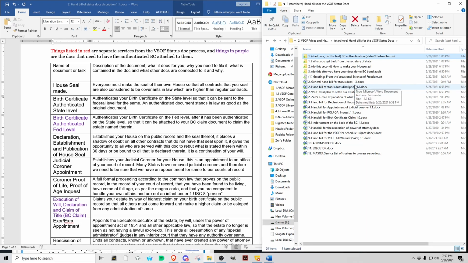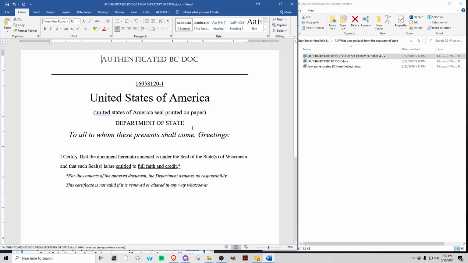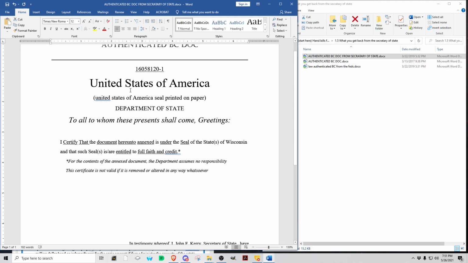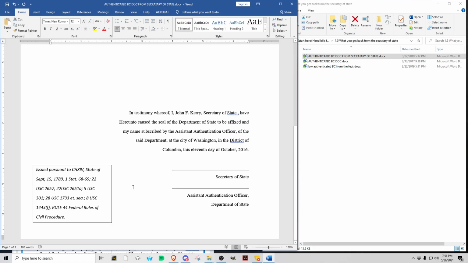Also in this folder, in folder 1.5, I have what you get back from the Secretary of State. I made a document as close as I could possibly make it to resemble what this piece of paper looks like that you get back from the Secretary of State. This piece of paper is almost like card stock. It's a very thick piece of paper. It doesn't come on white. It comes in light brownish colored paper. And this is exactly what it says on this authentication.